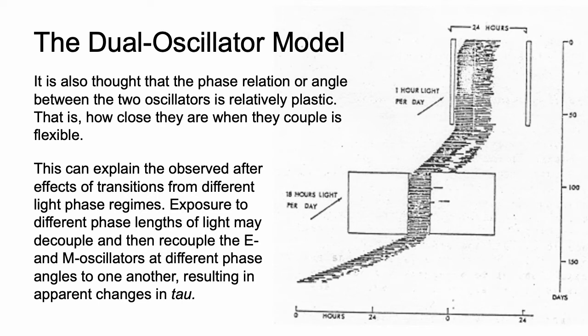And this might explain after effects that affect both the tau and also the alpha compression. And it may affect the tau by affecting which of the two dual oscillators is more dominant or influences the coupled phase more.